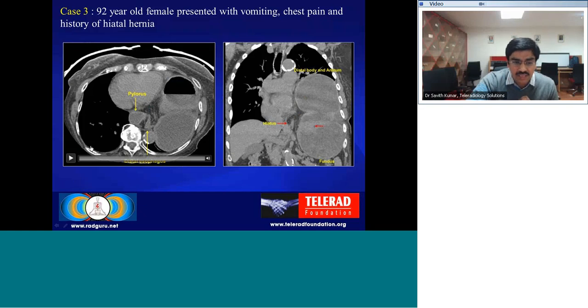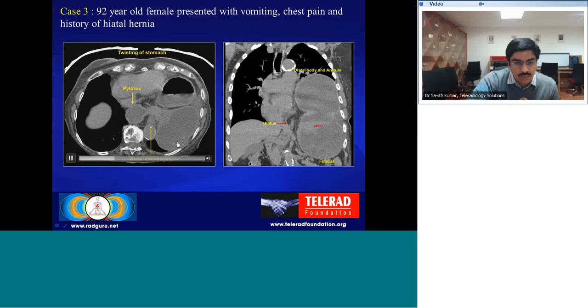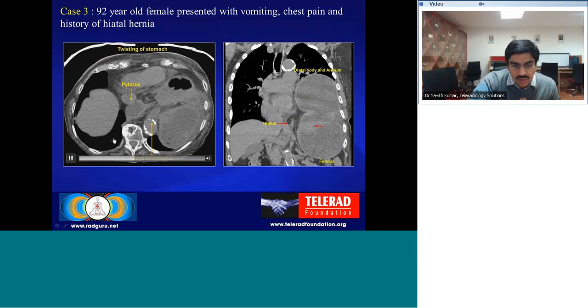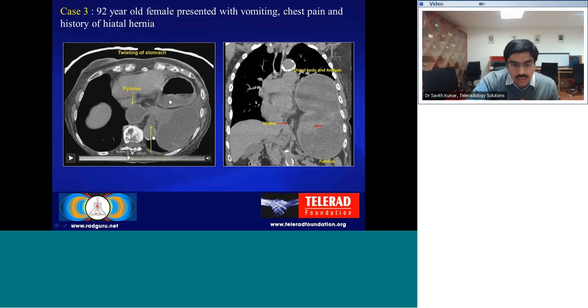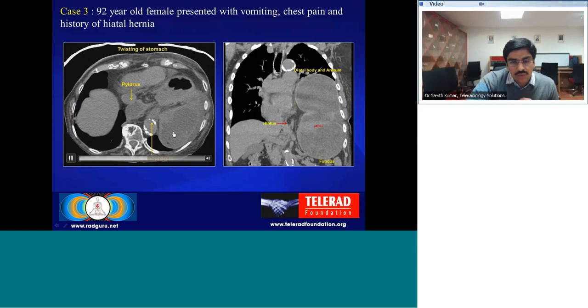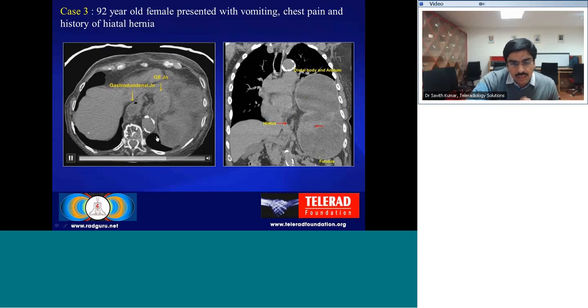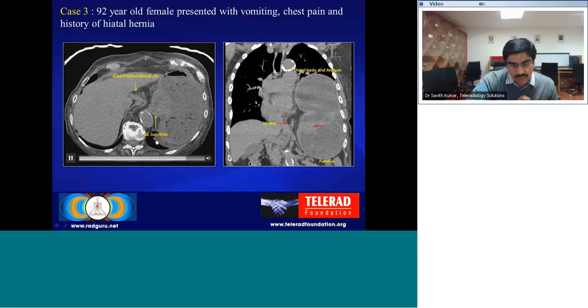Let's see the same images. This is the pylorus of the stomach. This is where we see the twist in the stomach. This is the body, and this is the antrum and the pylorus of the stomach, and this is the esophagus. So as we come down, the fundus of the stomach is in this subdiaphragmatic region. This is the fundus of the stomach. This is the gastroesophageal junction, and this is the gastroduodenal junction.